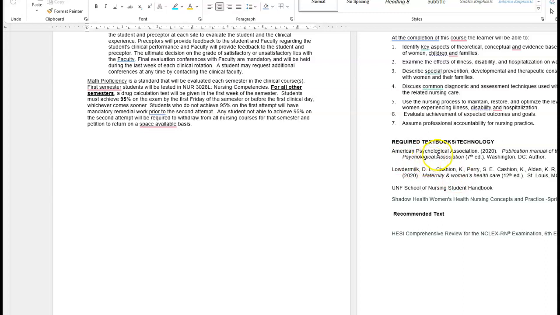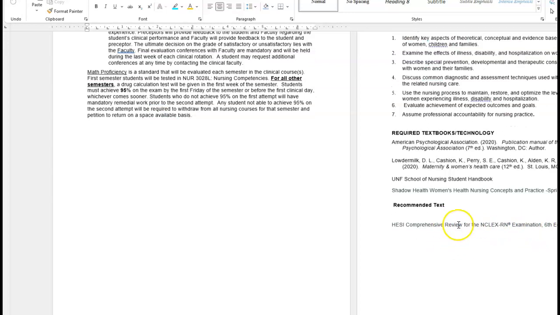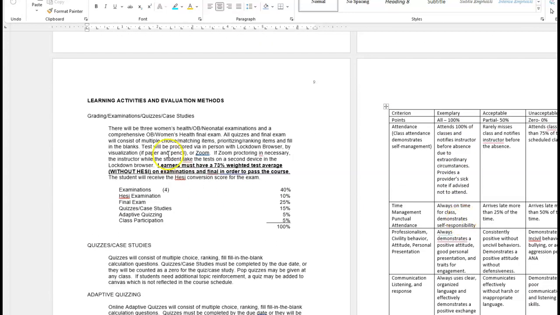Here's our required text, the APA, Loudermilk, UNF Nursing Handbook, and Shadow Health. And then, of course, the recommended text is the NCLEX Comprehensive Examination, and we will be focusing on the women's health portion. So here's our evaluation and learning methods.